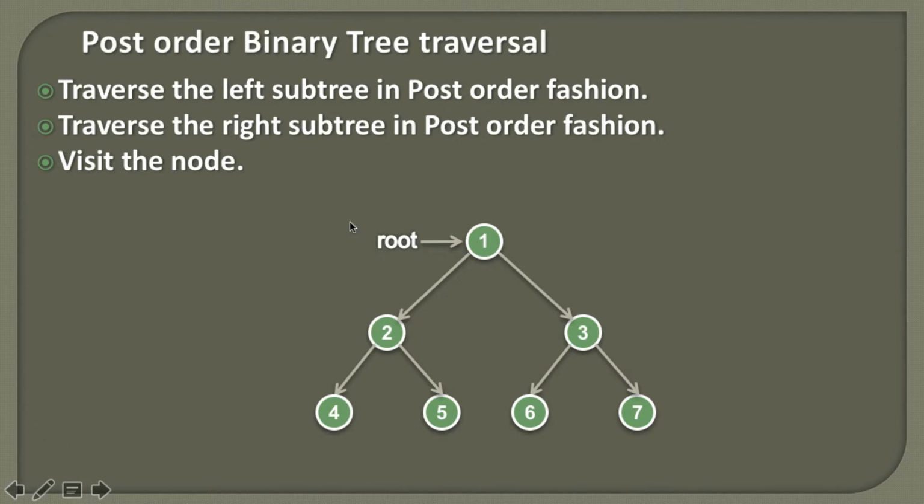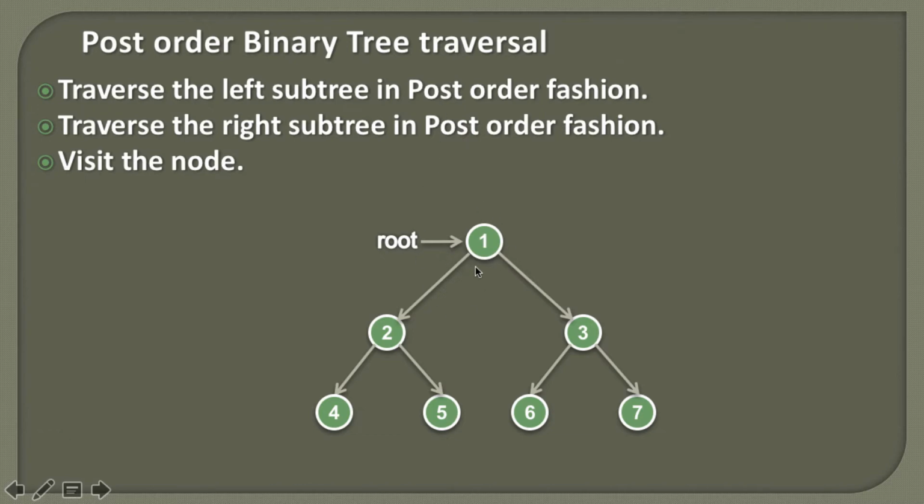So friends, what is post-order binary tree traversal? Basically there are three steps involved in doing the post-order binary tree traversal, and all these three steps are applied over each and every node of a binary tree. So if we take an example of a binary tree shown in the slide, then basically we start with the root node and we apply these three steps over the root node.